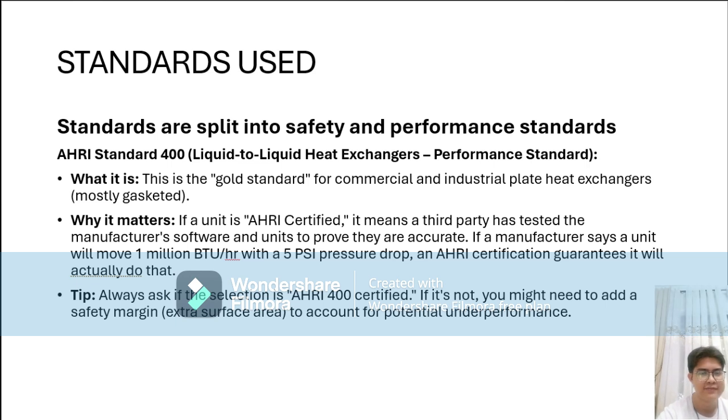If a unit is ARI certified, it means a third party has tested the manufacturer's software and units to prove they are accurate. If a manufacturer says a unit will move 1 million British thermal units per hour with a 5 psi pressure drop, ARI certification guarantees it will actually do that. And a tip: always ask if the selection is ARI 400 certified. If it is not, you may need to add a safety margin, extra surface area, to account for potential underperformance.